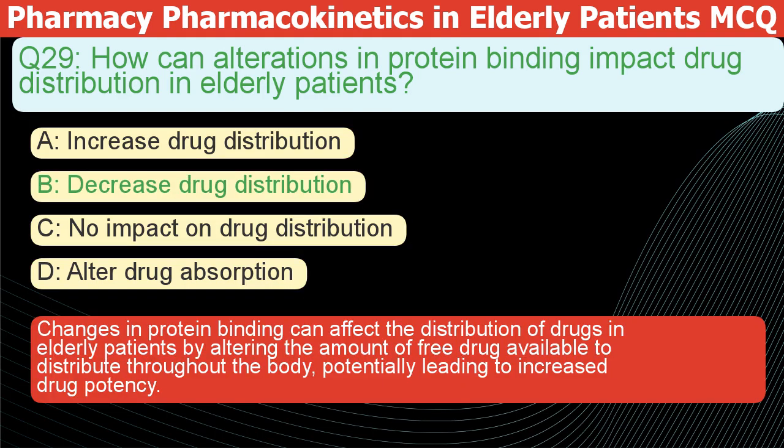The correct answer is B. Changes in protein binding can affect drug distribution in elderly patients. This happens by altering the amount of free drug available. This can lead to increased drug potency.